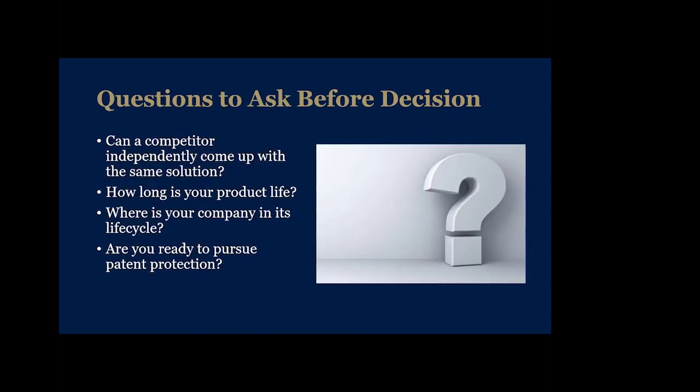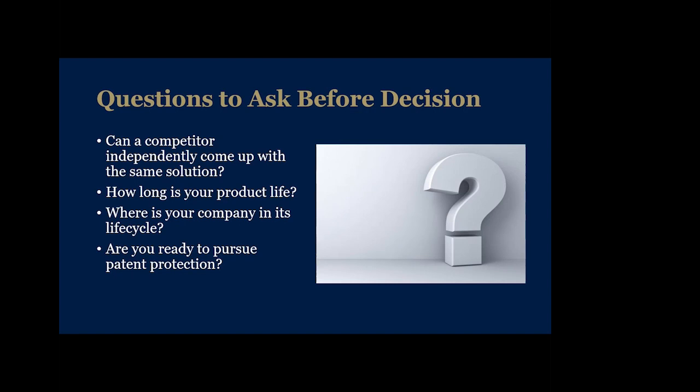And we can go to the next slide here. So, questions to ask before making a decision. Can a competitor independently come up with the same solution? I think that's a big one that goes to both patents and trade secrets. How long is your product life? Patents can be costly and time consuming. So if your product won't be commercially viable for a reasonable part of a 20-year time frame, a trade secret is probably the better option for you.